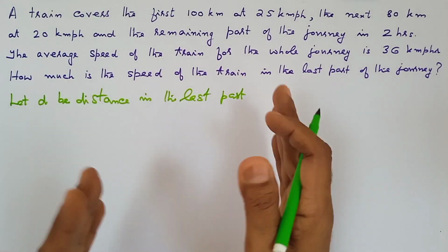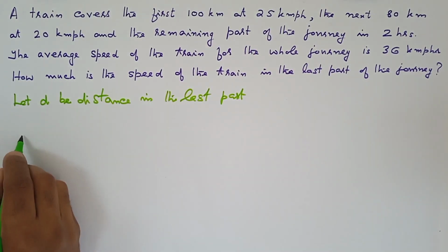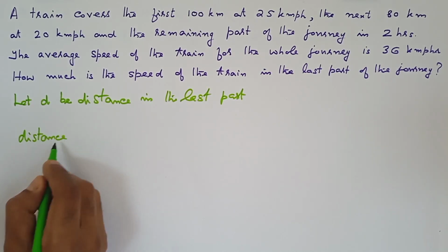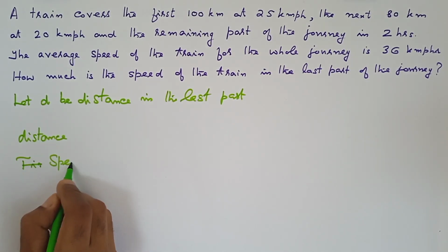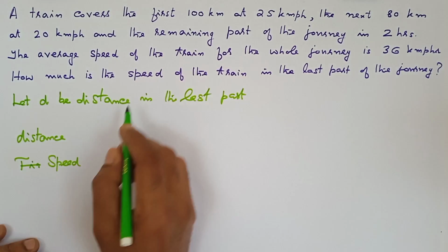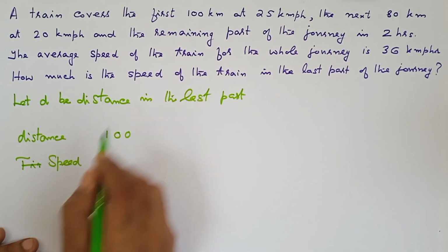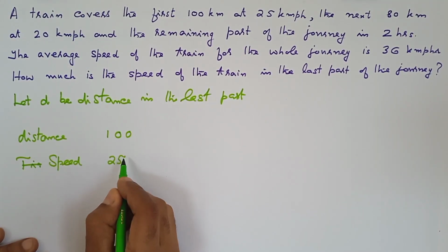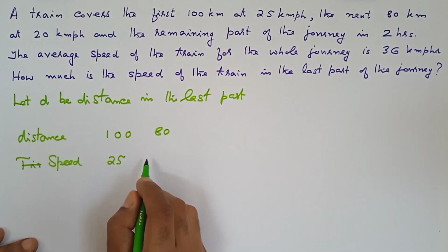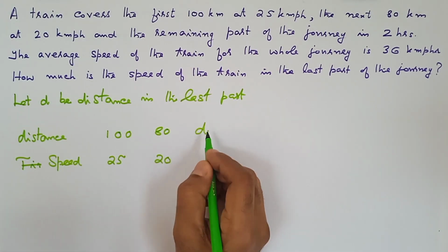They've divided the whole stretch of journey into 3 parts. We will write all the 3 different parts. Distance we will write first. Then let's write, they're giving speed and distance for the different parts of the journey. In the first part, it's 100 kilometer. Can you see this? And that's done at what speed? 25 kilometer per hour. In the next part, 80 kilometer completed in what speed? 20 kilometer per hour. The last part assumed to be D.